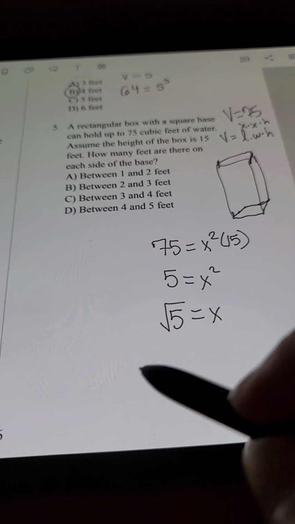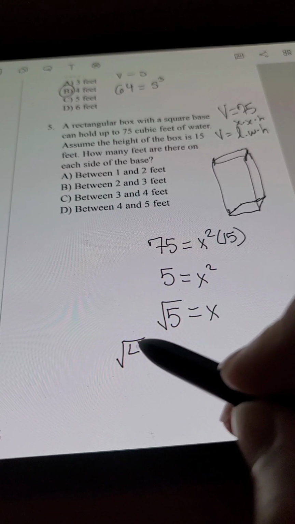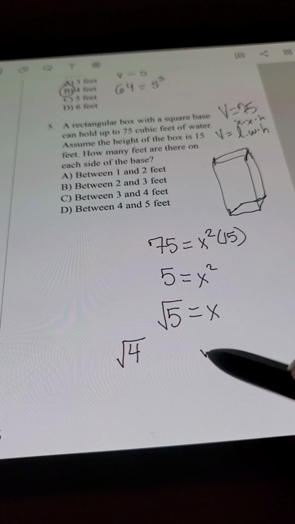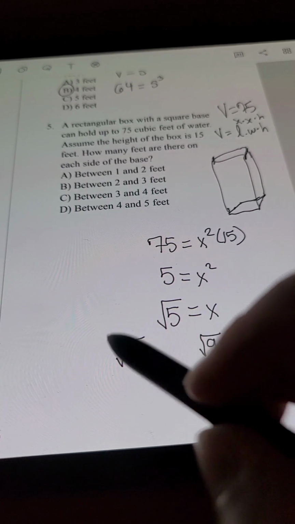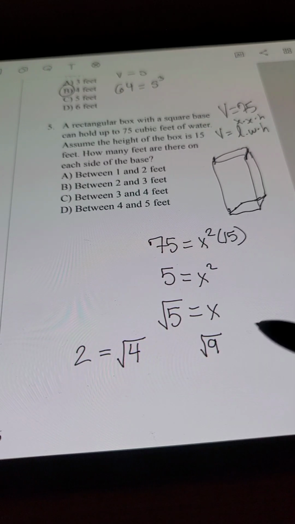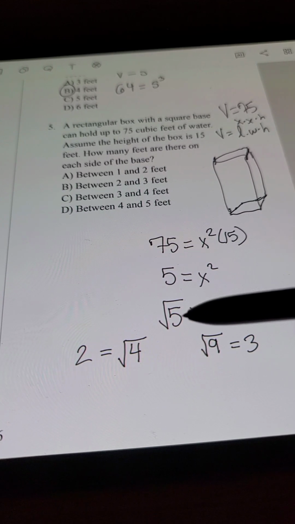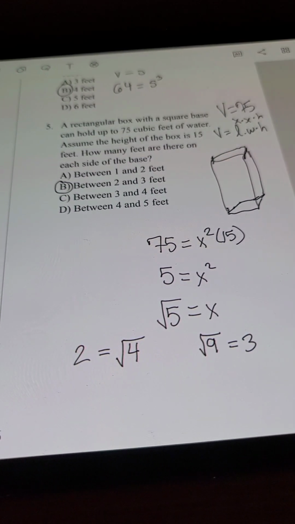Well, let's think of the perfect squares that we know. So we know that root 5 could be around this. So we know that the square root of 4 would be a little bit before this. And then we know that the square root of 9 would be a little bit after this. Well, square root of 4 is equal to 2. Square root of 9 is equal to 3. So that means that root 5 has to be between 2 and 3 feet. So the answer would be B.